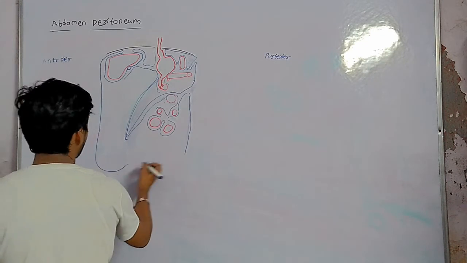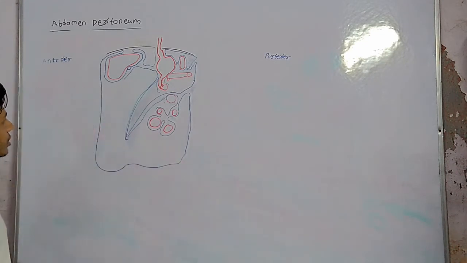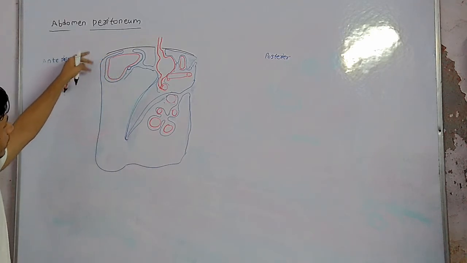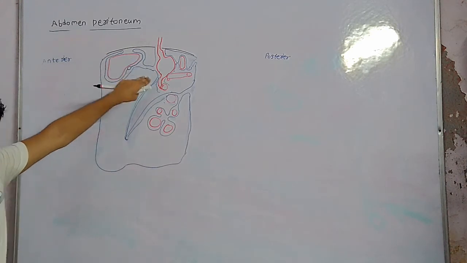So this is a section of peritoneum. This is a sagittal section. How does this section form? First, let's say this is the liver. The liver is covered by peritoneum anteriorly and posteriorly. Posteriorly it forms Morrison's capsule.